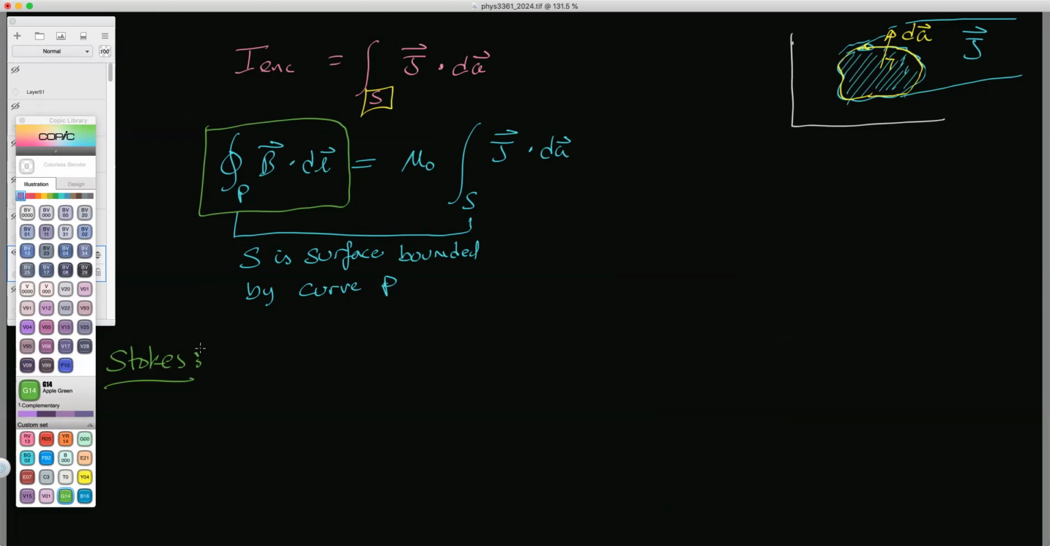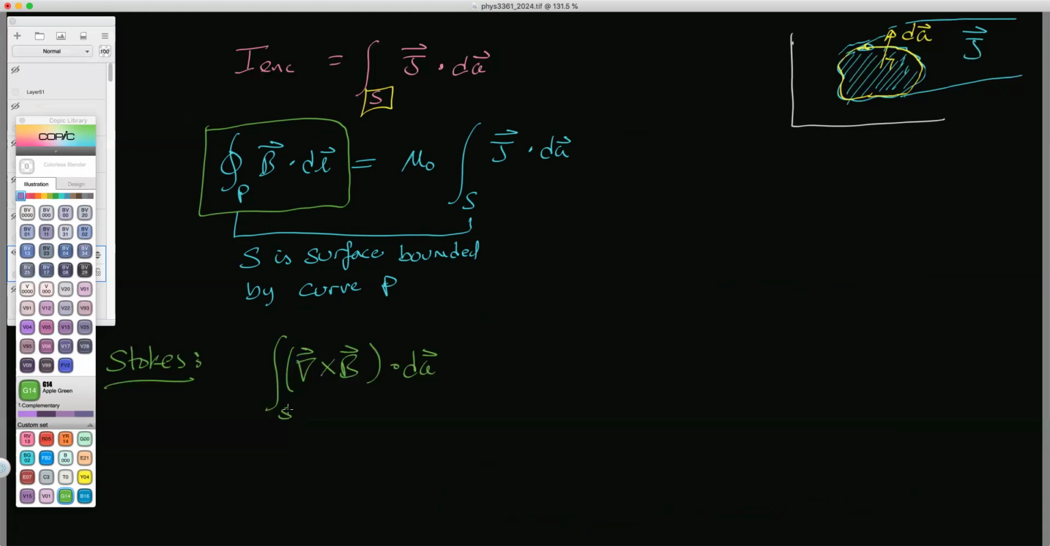Okay, so let's apply Stokes' theorem here to change the thing in the green box to the integral of del cross B dot dA. And this is over that same surface. That's how Stokes works, right? It's the surface that's bounded by P in Stokes' theorem.